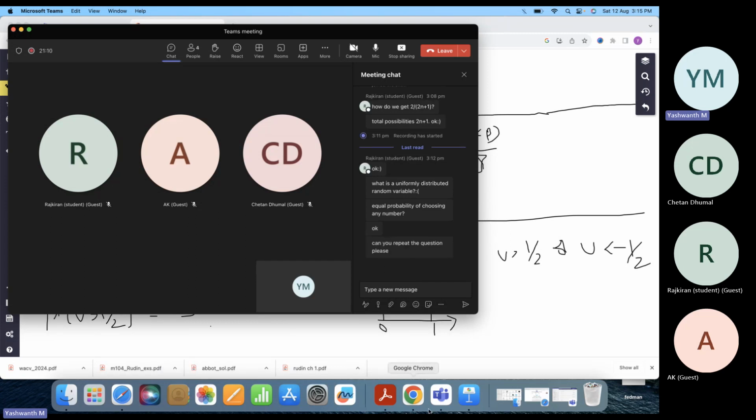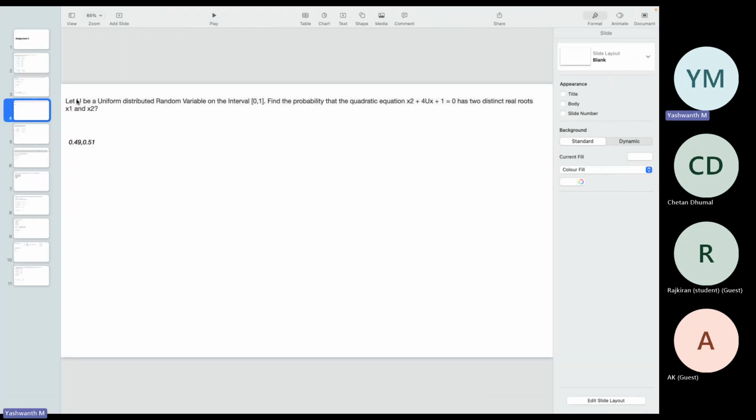Okay, so this is the question. U is a uniformly distributed random variable, which I explained, between 0 to 1. And you are given this equation x square plus 4ux plus 1 equal to 0. And you want to have two different roots for this equation, right? What is the probability?